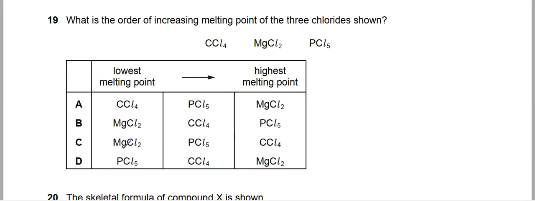Okay, question 19. This one we are talking about which one has the highest melting point. This is an ionic compound, so we expect the MgCl2 to have the highest melting point. So we are left with these two options here.